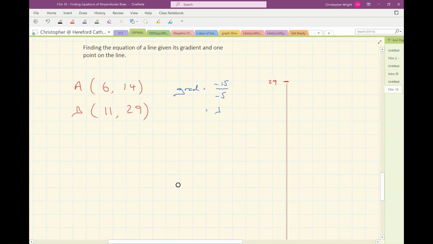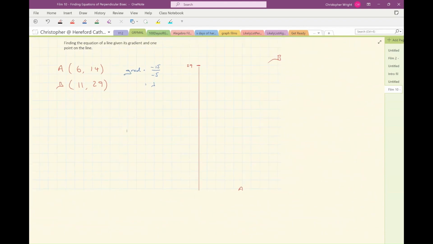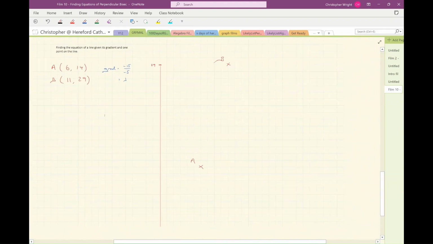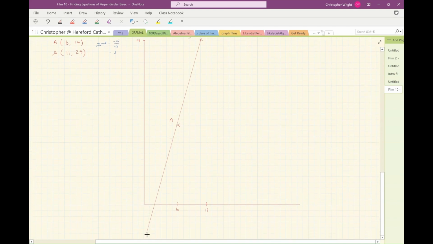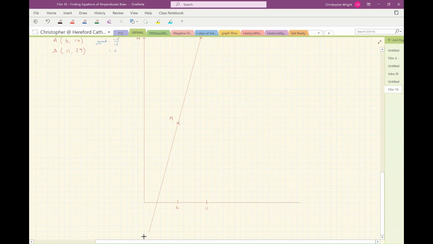We've already found the gradient between the 2 points. So let's imagine here that the question is, find the equation of the line AB. Here's the diagram, and I've plotted A and I've plotted B here. So it would be relatively straightforward for me to draw the line AB, and of course I could extend that as much as I like. So here's the line AB.